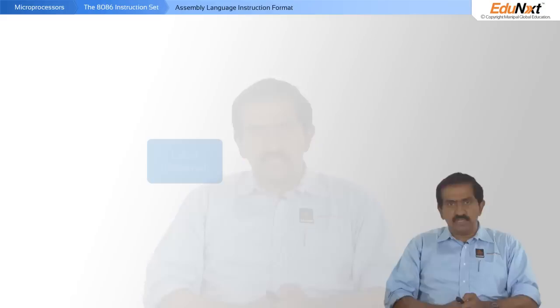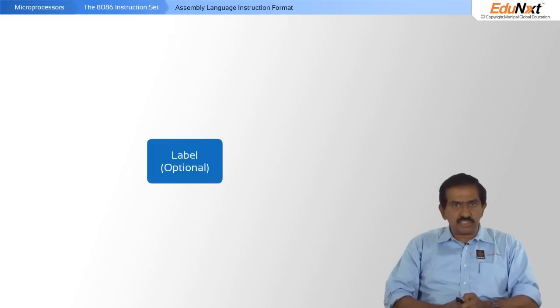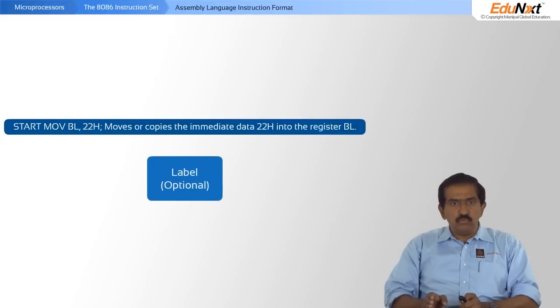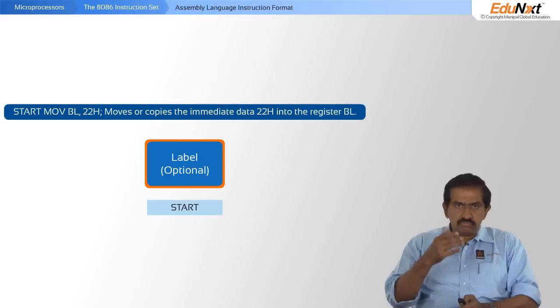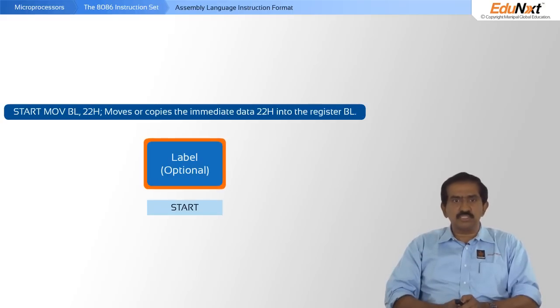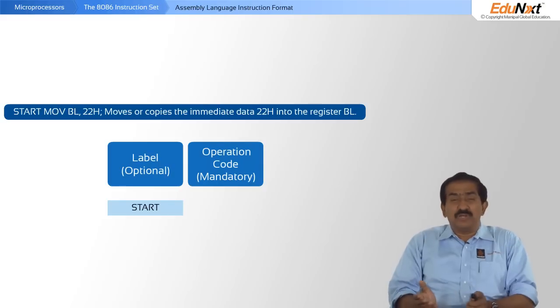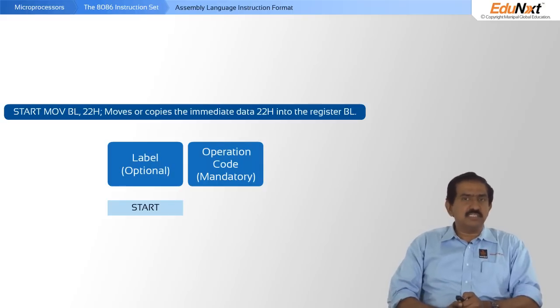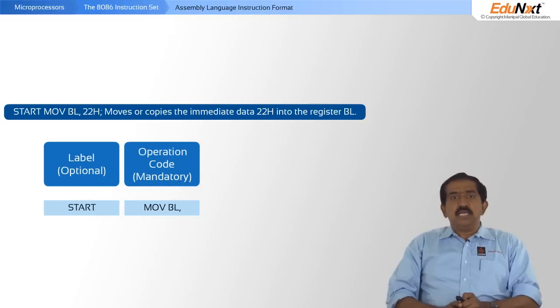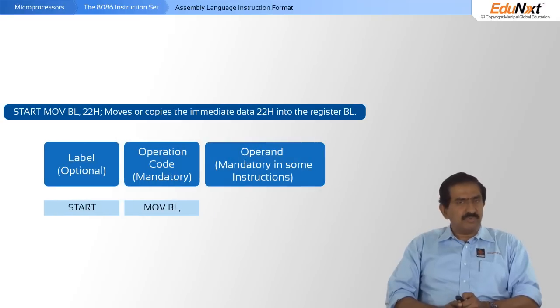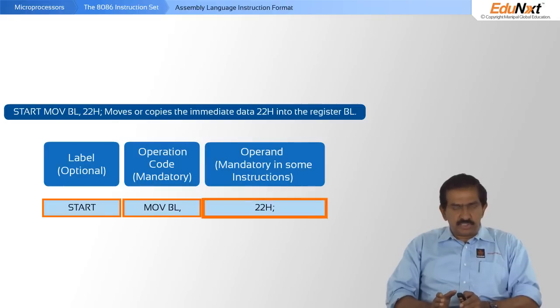Let's break up a typical instruction. So the instruction consists of a label, and it's optional. You don't have to have it for every instruction. In the example of start, move BL, 22H, the label is the word start, and this is a label that is used during the assembly process. The operation code is mandatory. You cannot have an instruction without the operation code. And in this case, it is move BL. The operand is mandatory in some instructions. It's not mandatory in others because it is implied in some of the instructions. In this case, it is the value 22H. So this is the complete instruction.